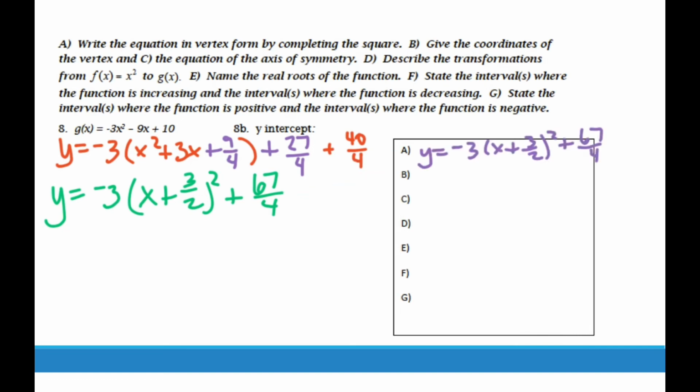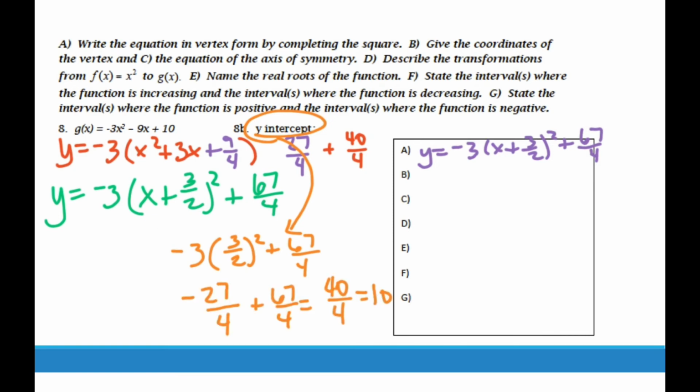Okay, next we are going to give the coordinates of the vertex, and so that's, oh wait, we got to do the y-intercept. So what I did was I just put 0 in for x. And so right here is 0, and solve it, and I get 10 in the end. So that means that (0, 10) is my y-intercept. So pause if you need to look that over.